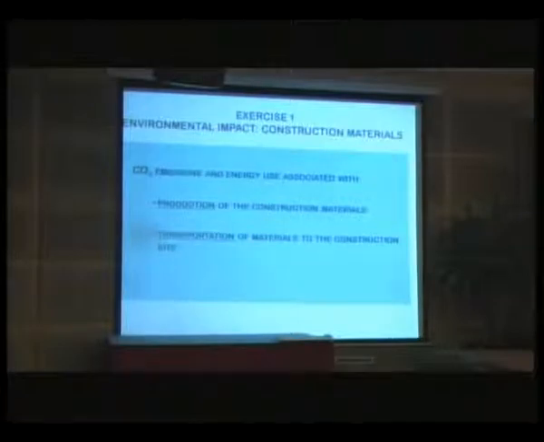Now, getting on to the exercises, in total there are 10 exercises that we've devised. Exercises 1 and 2 are similar in that they are concerned with calculating the CO2 emissions related to material usage. So exercise 1 looks at the material usage associated with the construction of the bridges, and exercise 2 looks at the CO2 emissions associated with the repair materials.